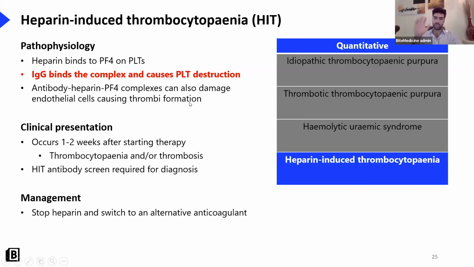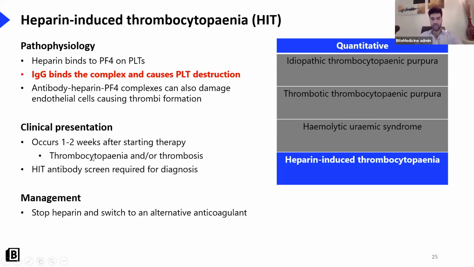So the point is, you give someone heparin, they can become thrombocytopenic because you have an immune reaction against the heparin platelet factor 4 complex, but they can also develop blood clots. So strangely, it's a condition where you can get bleeding as well as blood clots. The clinical presentation typically occurs a couple of weeks after starting heparin therapy. It can occur with normal heparin or low molecular weight heparin. You can get thrombocytopenia and or thrombosis.